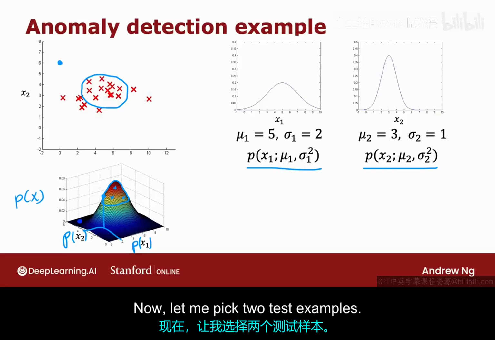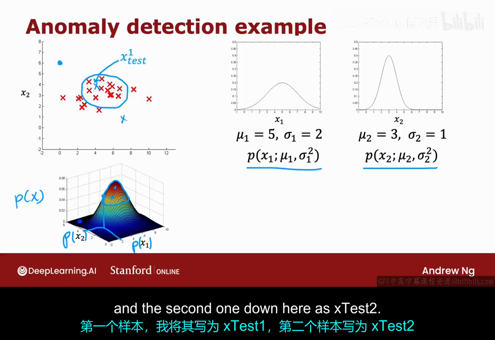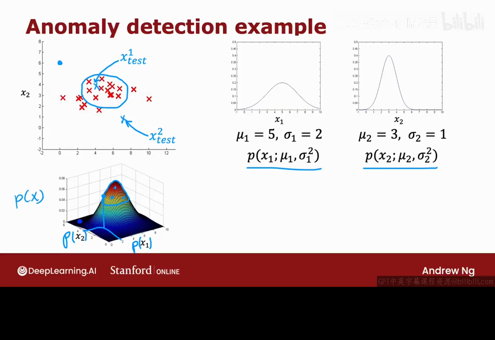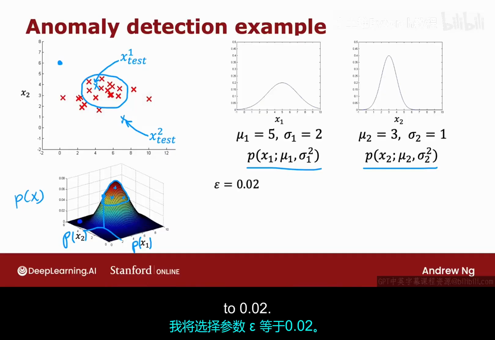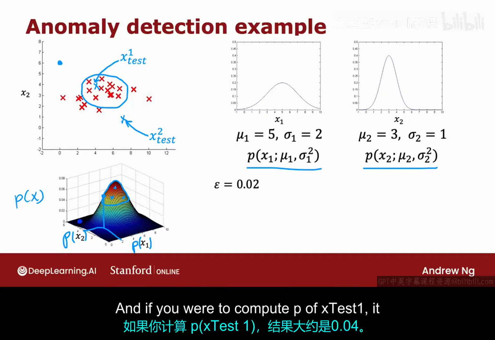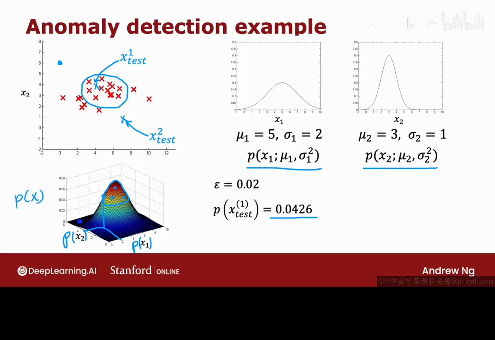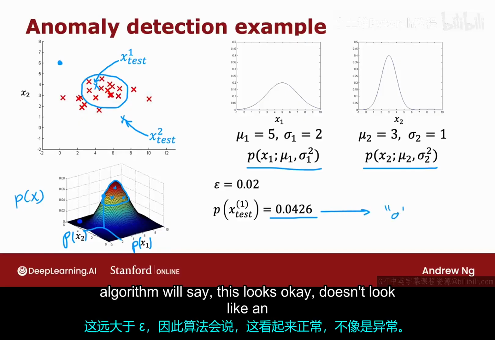Now, let me pick two test examples. The first one here, I'm going to write as X test 1, and the second one down here as X test 2. And let's see which of these two examples the algorithm will flag as anomalous. I'm going to pick the parameter epsilon to be equal to 0.02. And if you were to compute P of X test 1, it turns out to be about 0.04. And this is much bigger than epsilon, and so the algorithm will say, this looks okay, doesn't look like an anomaly.